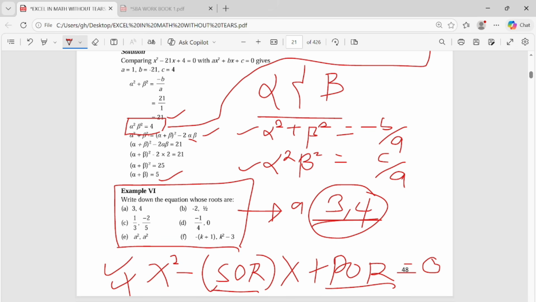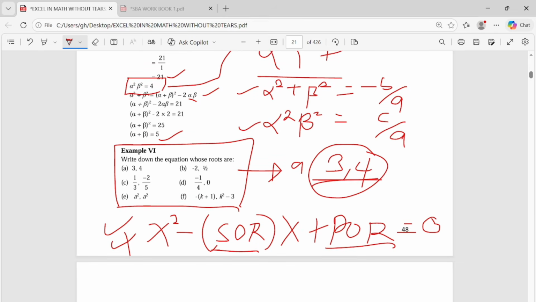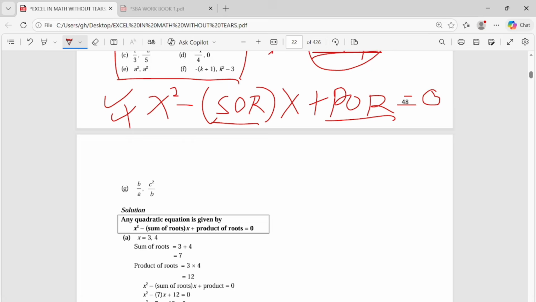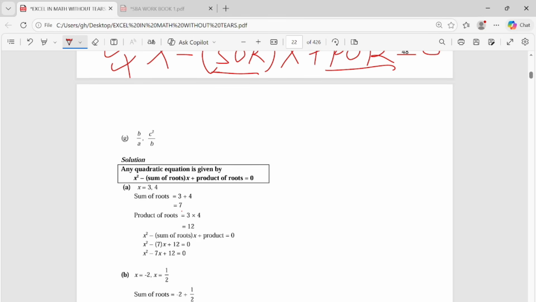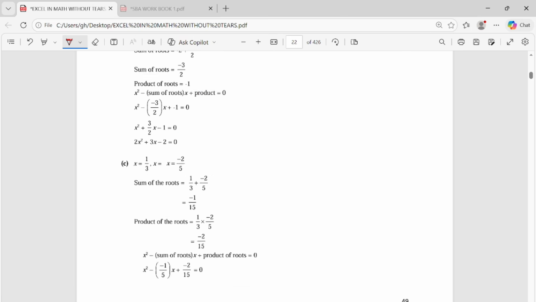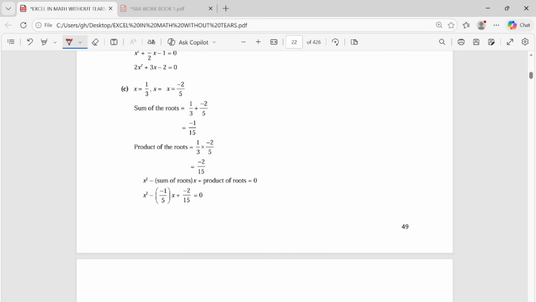So you substitute in, and then you come up with your quadratic equation as x squared minus 7x plus 12 is equal to 0. For any quadratic equation in the form of x squared minus sum of roots x plus product of roots equals 0, if these are the roots given, you just need to get the sum of these roots and then the product of these roots, and substitute into your general expression. The same applies to these other roots.